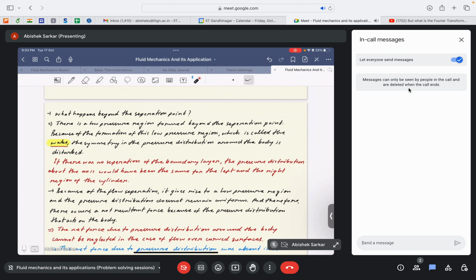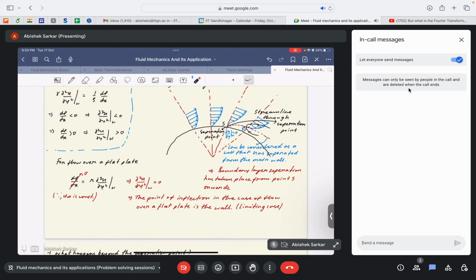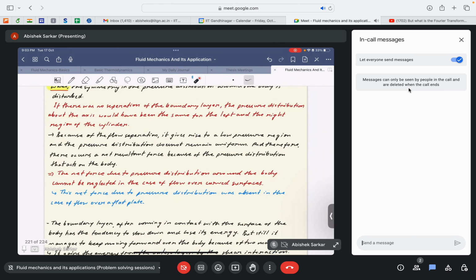Therefore there occurs a net resultant force because of the pressure distribution that acts on the body. Right? Let me just go back. Since there is a higher pressure in this region compared to this one, which basically tells there is an adverse pressure gradient. So there is a net imbalance of forces due to pressure, and this imbalance in pressure forces results in a net force on the cylinder. This is what we also term as form drag, which we will eventually see.